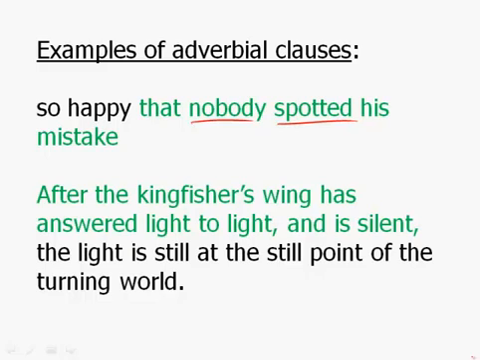It is actually a sentence from a poem by T.S. Eliot. Here we have a noun, the kingfisher's wing. Wing is the actual noun. We have a verb. We actually have a second verb in parallel, all inside the clause. And all of this describes the time of the main action of the sentence.